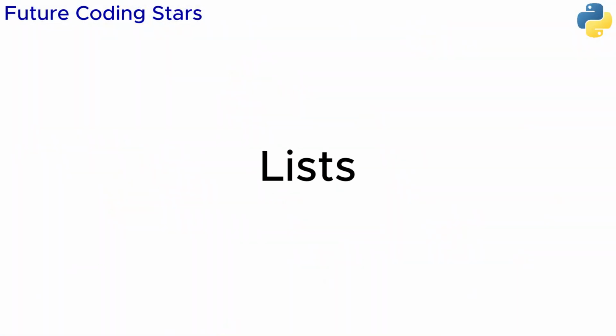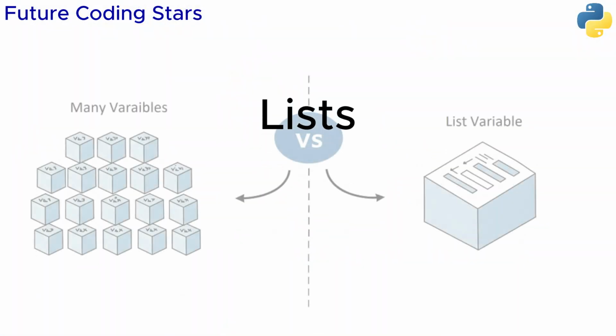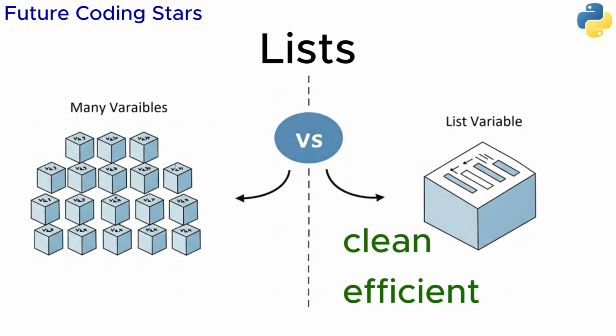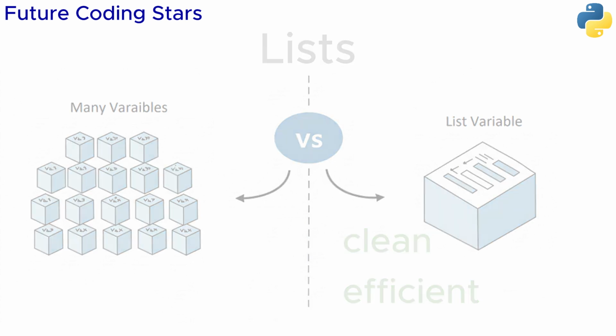This is exactly why Python gives us lists. They are super useful containers that let you store and manage multiple items all in one place. Mastering lists is fundamental to writing clean and efficient Python code, and we're breaking it down into easy steps starting right now. Let's jump in.